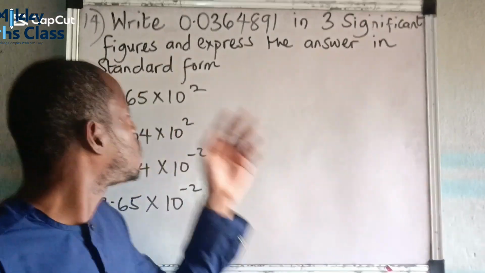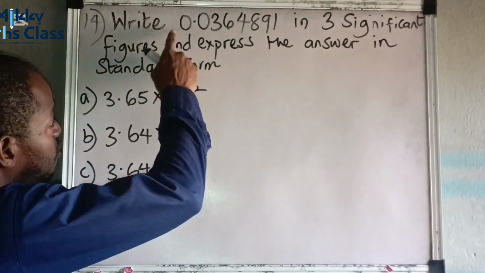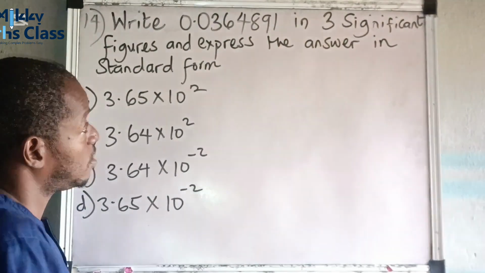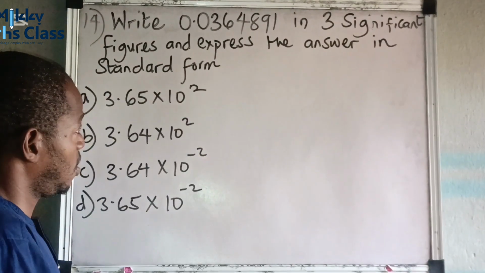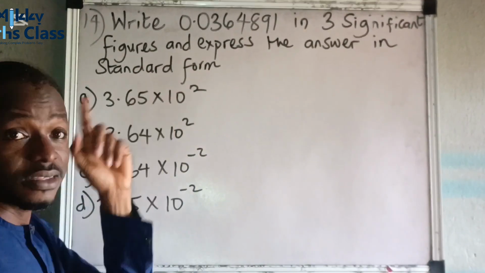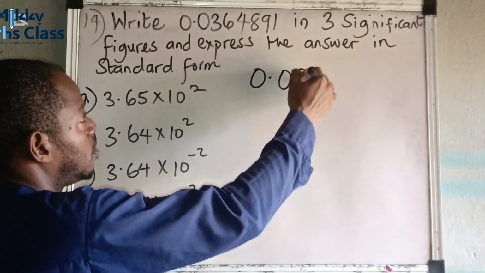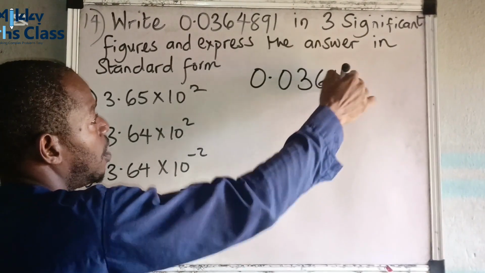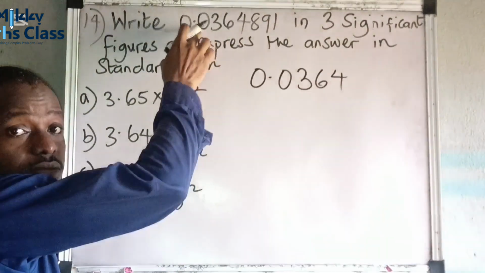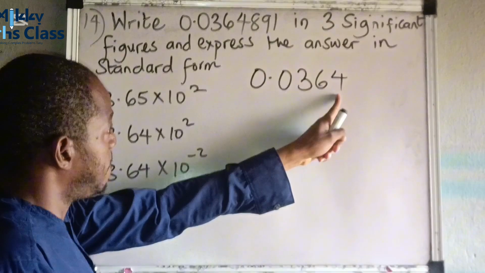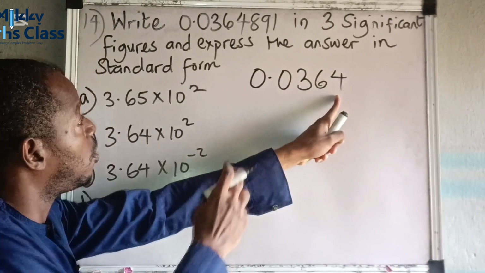All right, let's look at question 14. It says write 0.0364891 in three significant figures and express the answer in standard form. Now, look at it. So three significant figures, ignoring the 0 units. Now, 1, 2, 3. This is three significant figures.